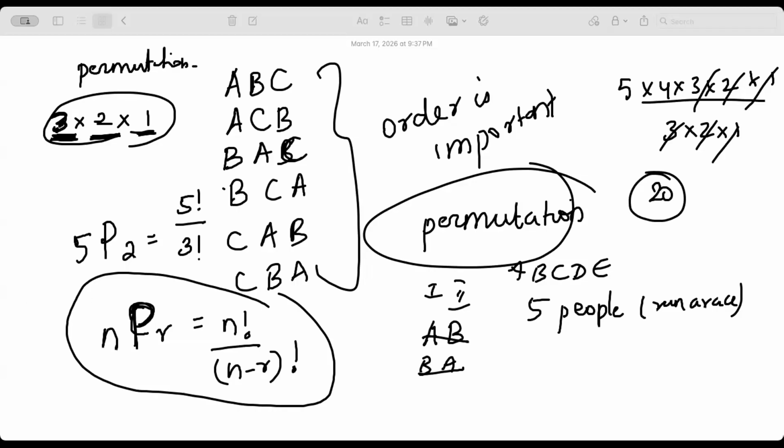So, permutation works based on order. Okay. Combinations doesn't work based on order. Other thing is combination.